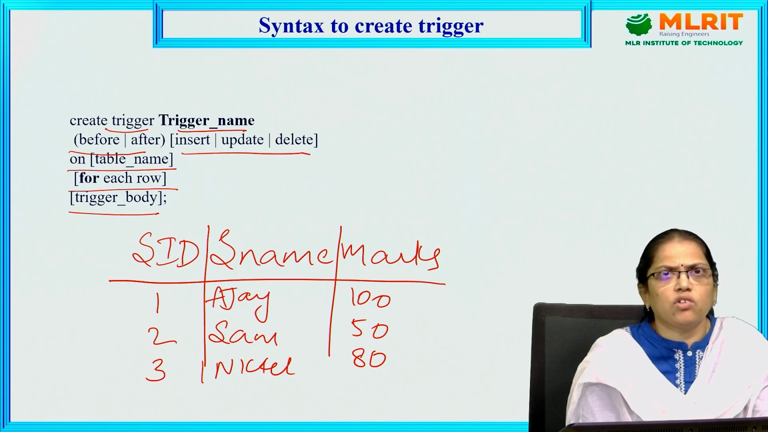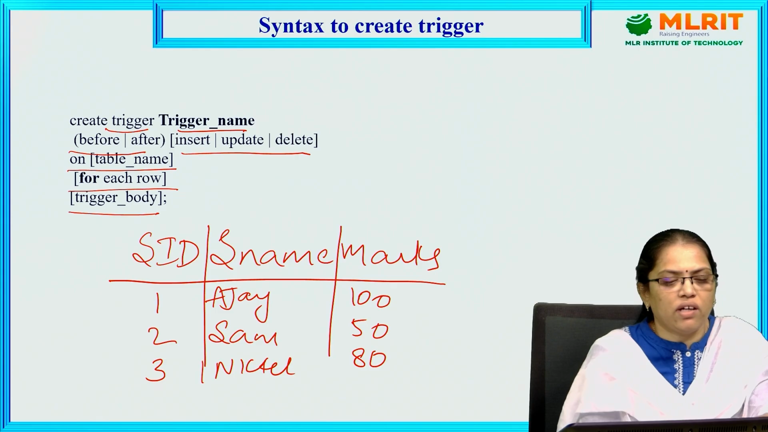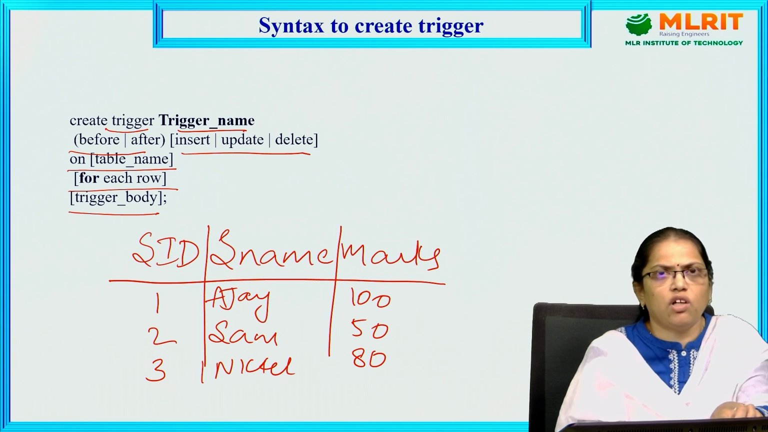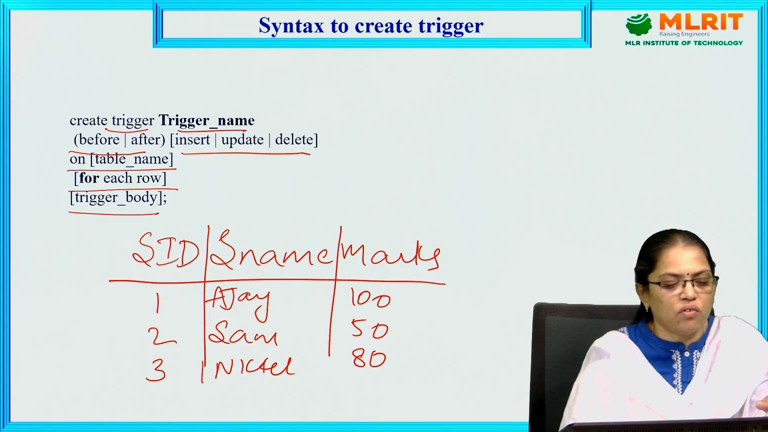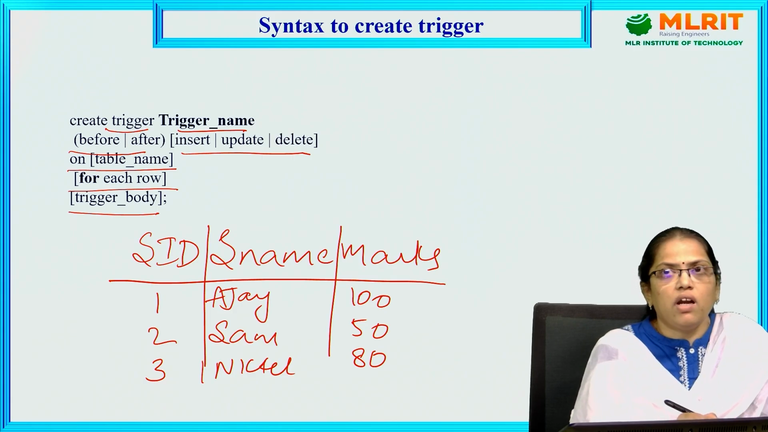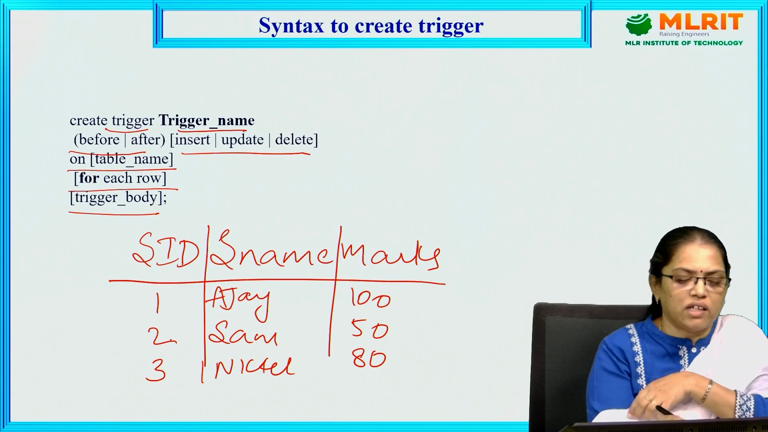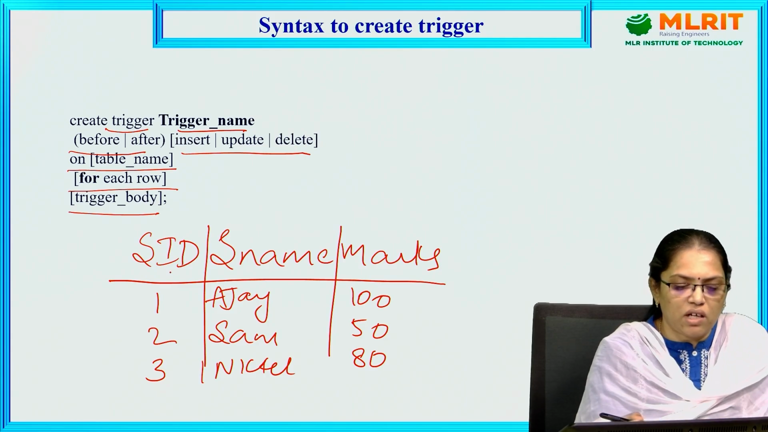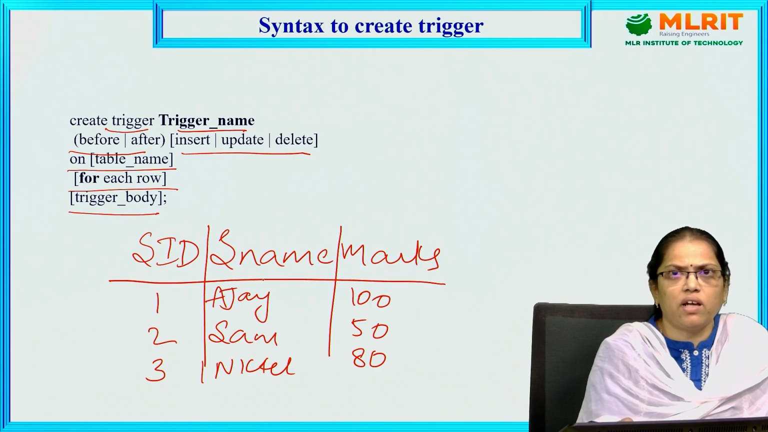Now the syntax of trigger is what? Create trigger, trigger name. And we are performing the operation before or after. We are using the three operations as we have discussed previously: insert, update, delete on particular table name for each row trigger body. Now here I have taken the example of a table called student with SID, SNAME, marks. Here three students are there with their corresponding name and marks.